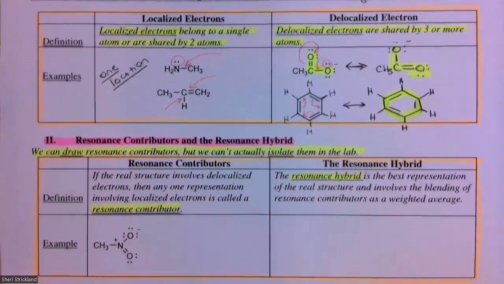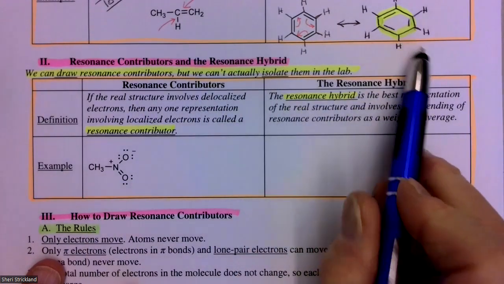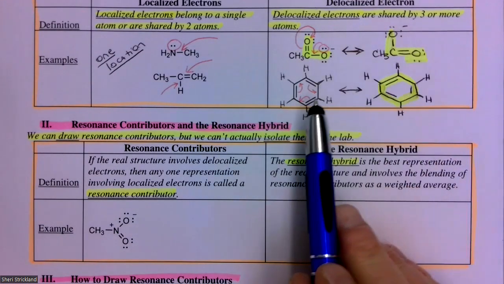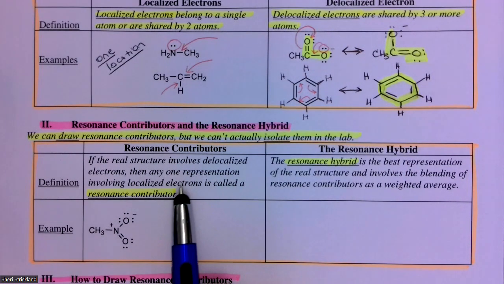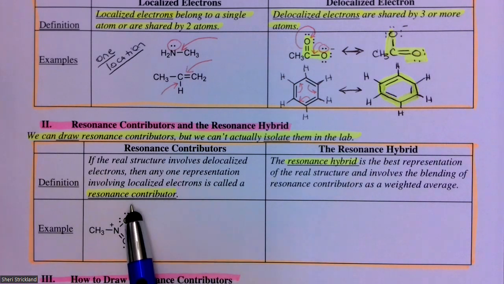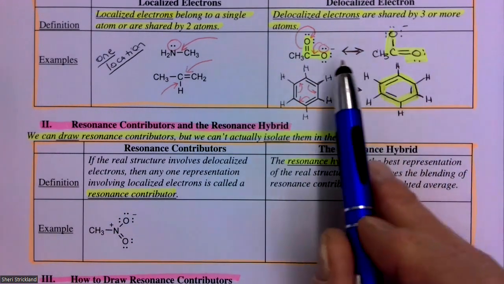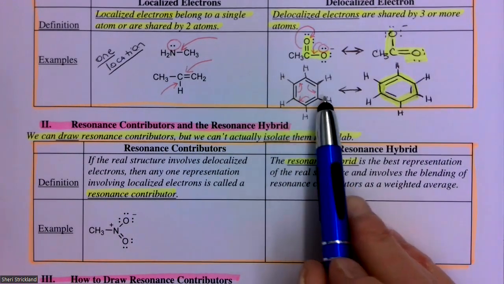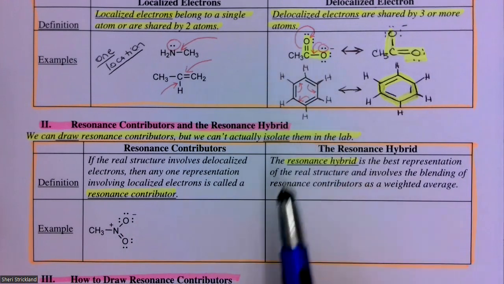So resonance contributors are like these 2 things here. Let's pull this back down just a little bit. These 2 are resonance contributors for the acetate ion. These 2 are resonance contributors for benzene. If the real structure involves delocalized electrons, then any one representation involving localized electrons is called a resonance contributor. So what we draw are Lewis structures, where you put electrons in particular places. We use these curved arrows to say, hey, they can move from here to here. But in any one of these structures, what we see are localized electrons.